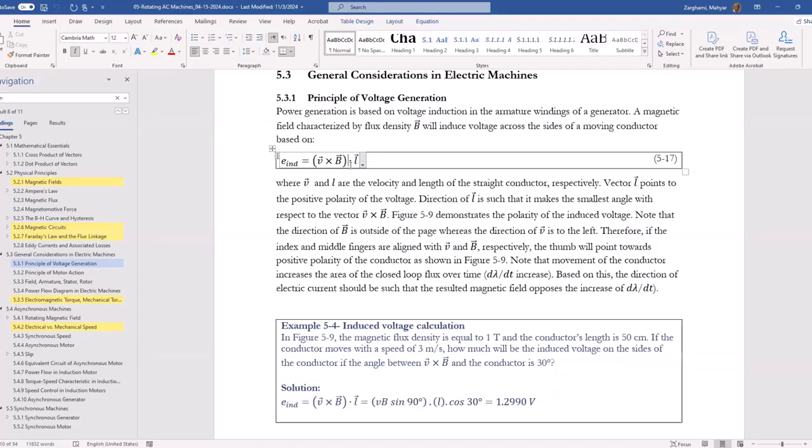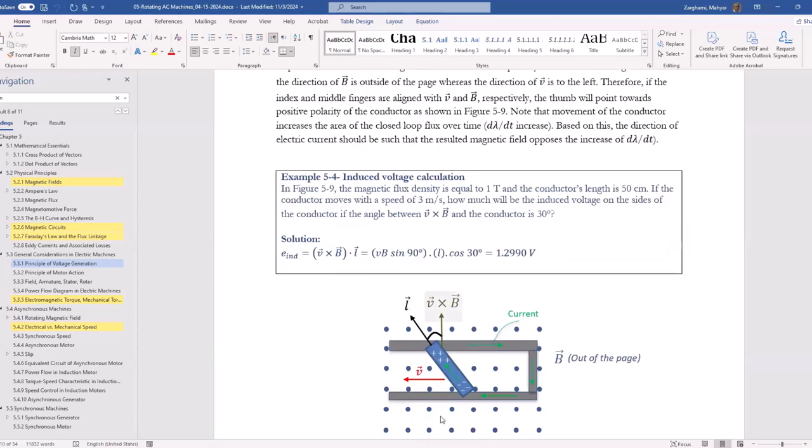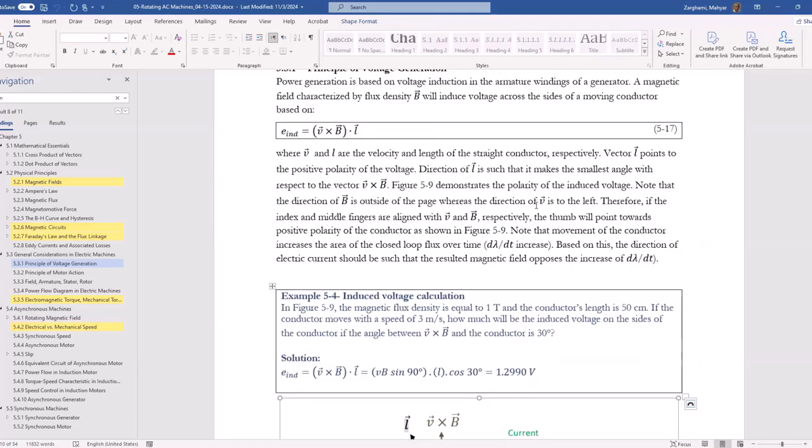The vector L, so when we're talking about the length, I put a vector sign on L, which shows that L is technically a vector. The direction is in a way that it points to the positive polarity of the voltage. So if this is the positive polarity of the voltage that would be induced on this bar, this is vector L, a vector whose magnitude is equal to the length of the bar, and its direction is the same as the positive polarity of the voltage that is going to be induced on this bar. Okay, now we'll talk about what polarity should be later.